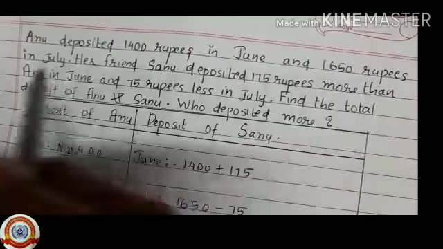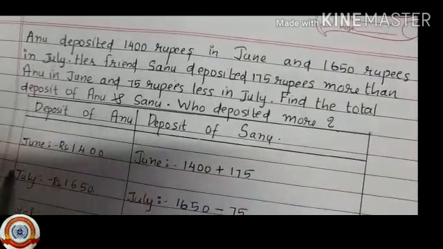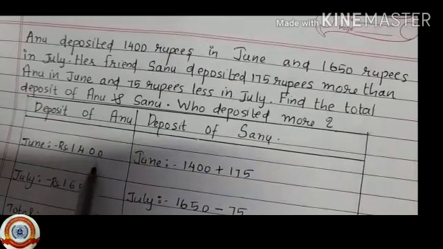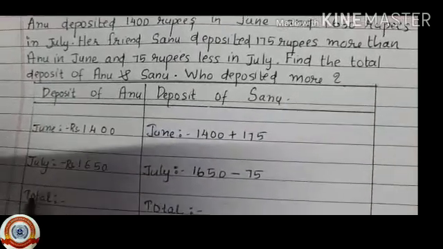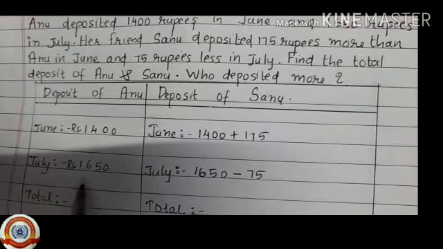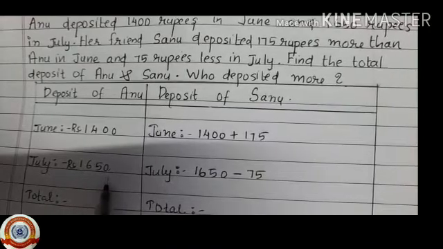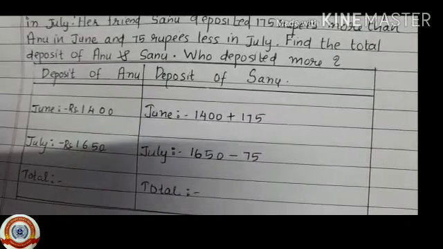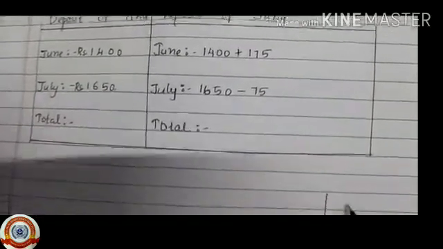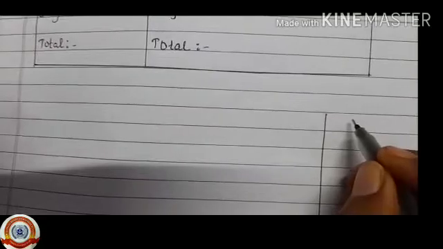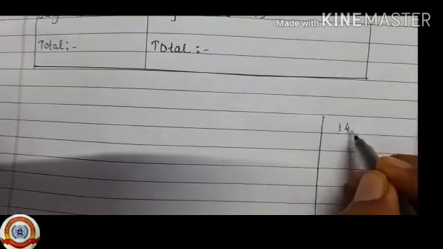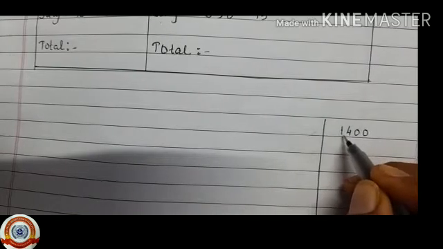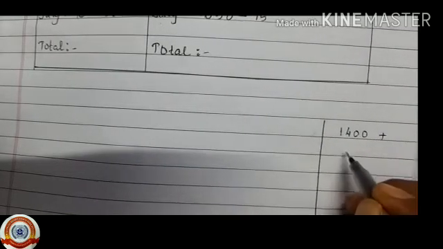Anu deposited 1400 rupees in June and 1650 rupees in July. Let's find out her total deposit. How do we find her total deposit? Just add 1400 plus 1650.